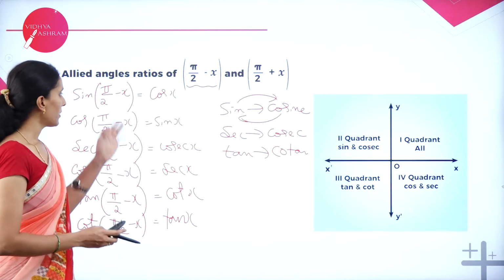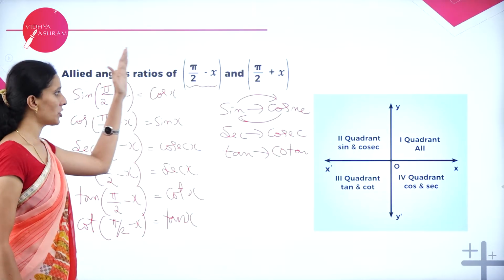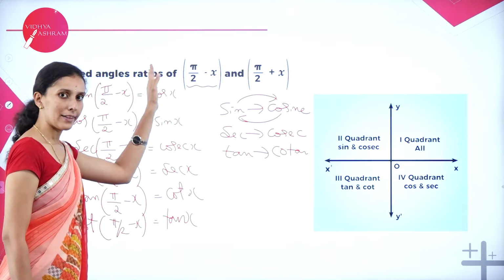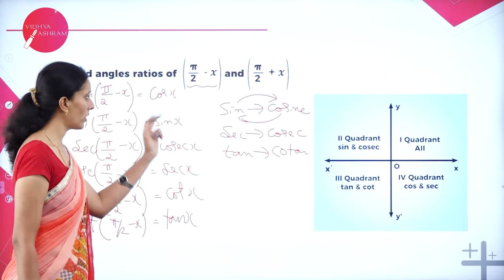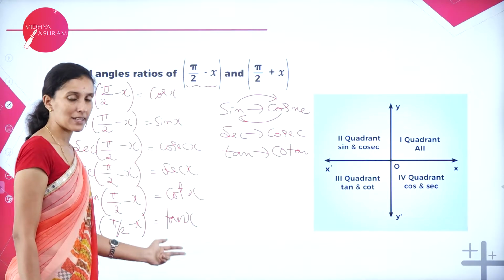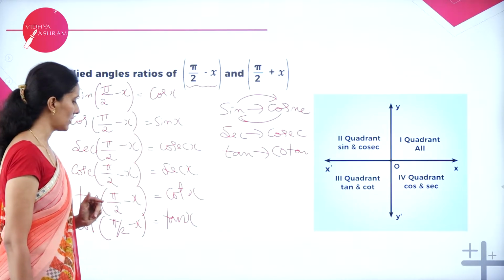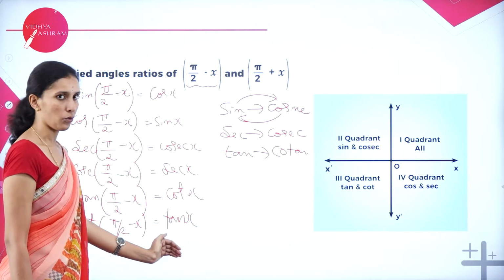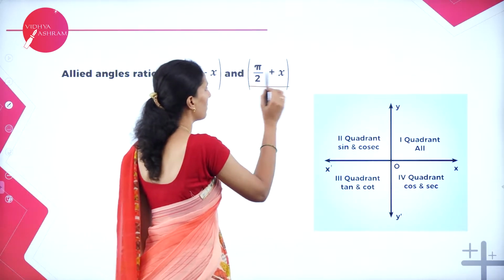So, pi by 2 minus x, the function changes to co-function and all the functions in the first quadrant are positive. So, therefore, you have plus, plus, plus, plus in the answer. So, therefore, you have plus in all these ratios. Next, we take for pi by 2 plus x.